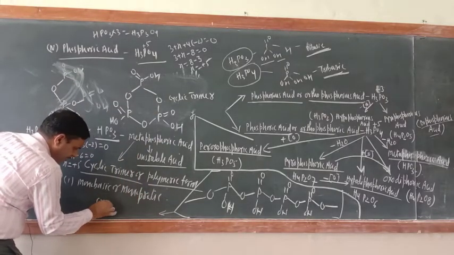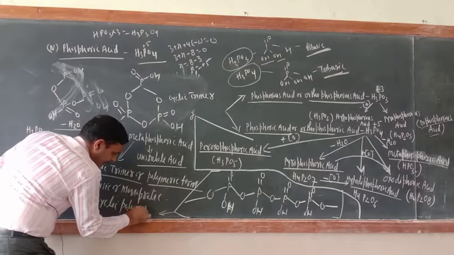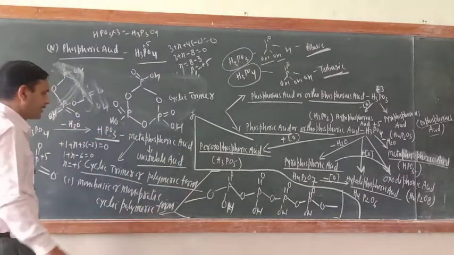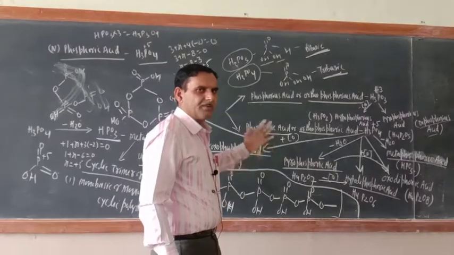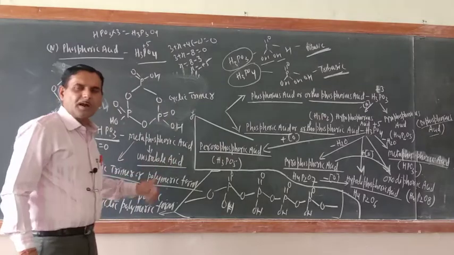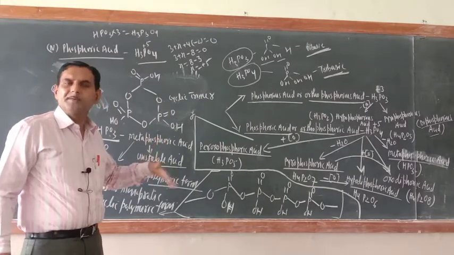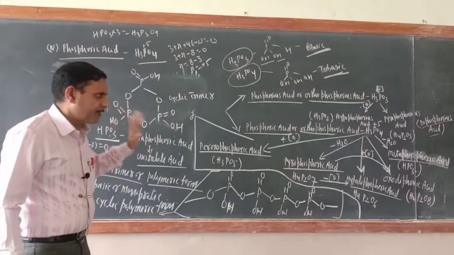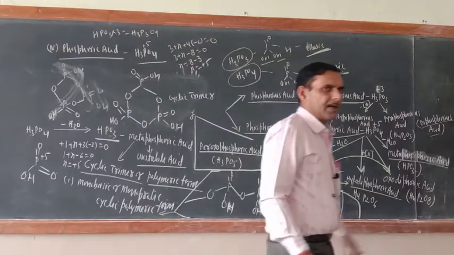Cyclic polymeric form. Okay. So this is the cyclic trimer, and this is the cyclic polymeric form of metaphosphoric acids. So why is it forming a cyclic trimer or polymeric form? Because individually it is unstable. Okay. So the one category is over. Now the second category is, let me rub first.